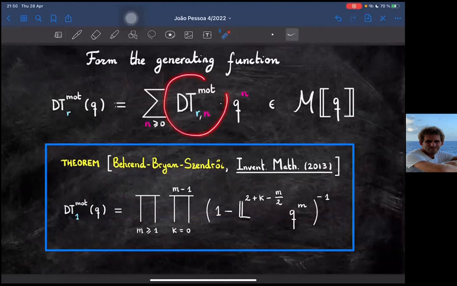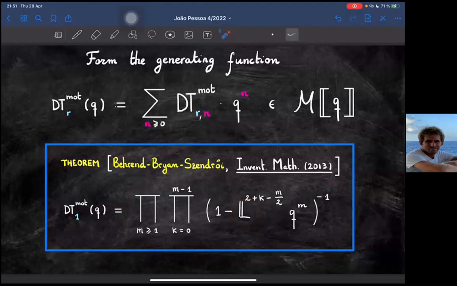So now the coefficients are not integers anymore, they lie in this complicated ring of motives. And one of the most important and beautiful calculations in the subject is due to Behrend, Bryan, and Szendrői. They proved for rank 1 that the generating function has this form. This is a very beautiful formula. So it's entirely in terms of the Lefschetz motive.